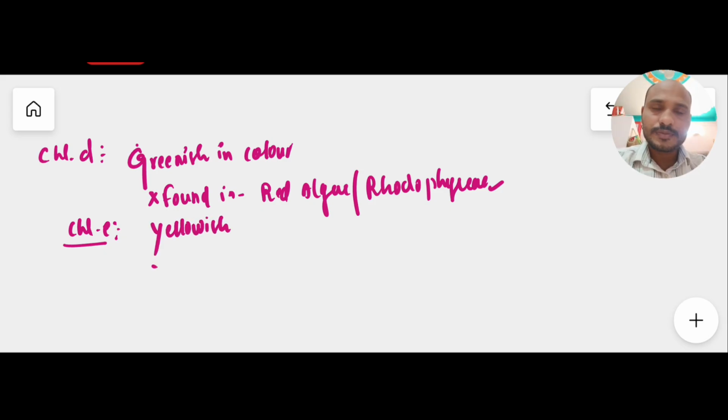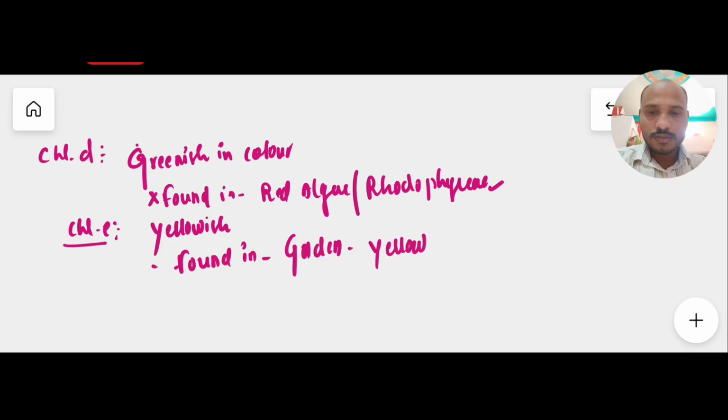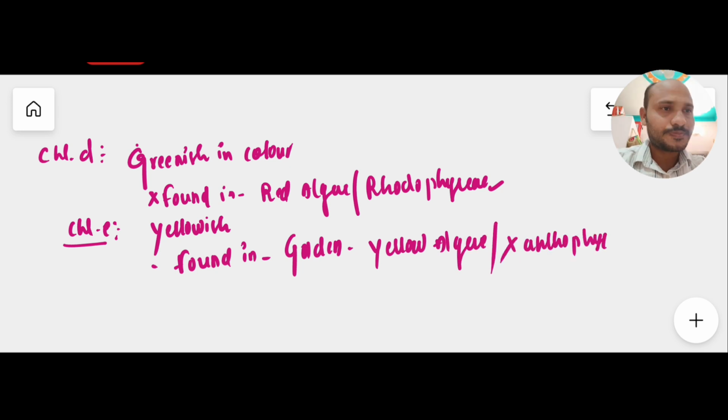These pigments are found in golden yellow algae, which are also called Xanthophyceae members. The best example for Xanthophyceae algae is Vaucheria. In Vaucheria there is a presence of this yellowish chlorophyll pigment, that is chlorophyll E. So all these act as accessory pigments only.